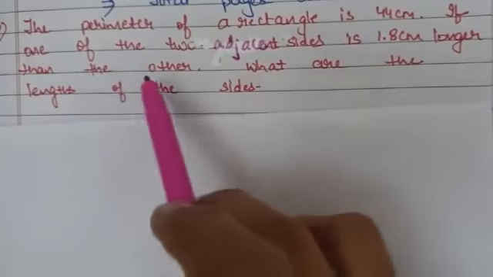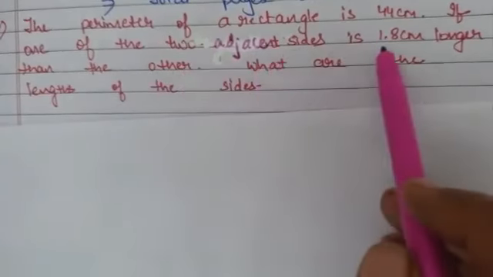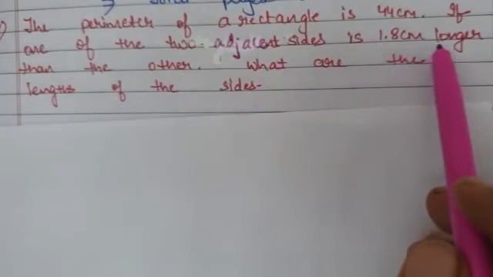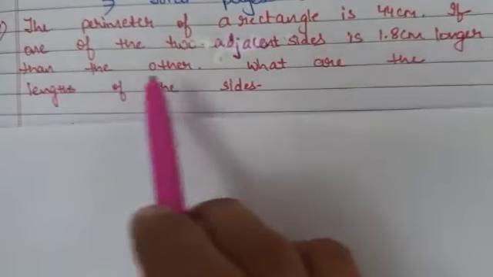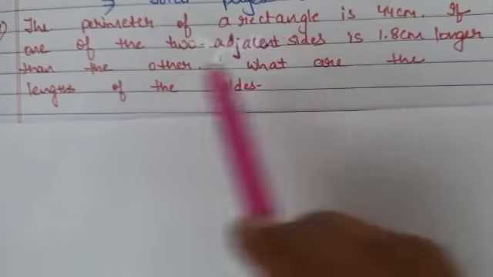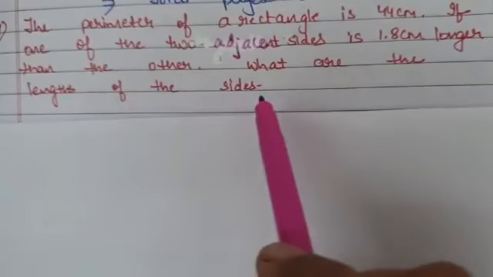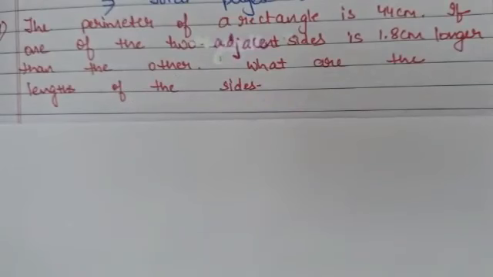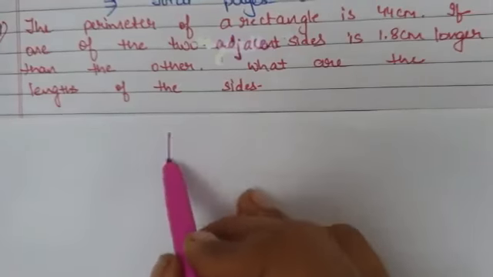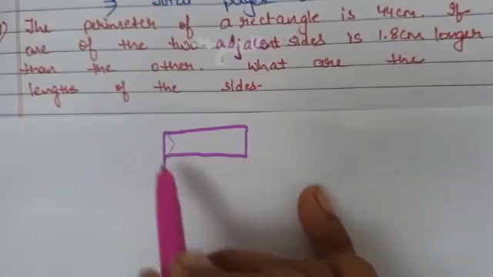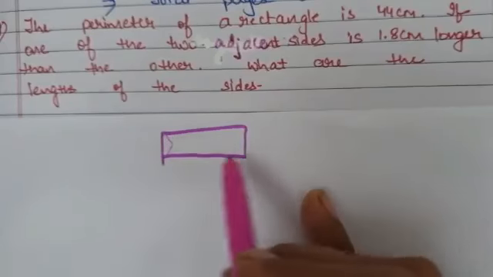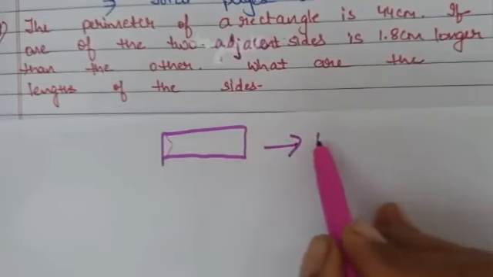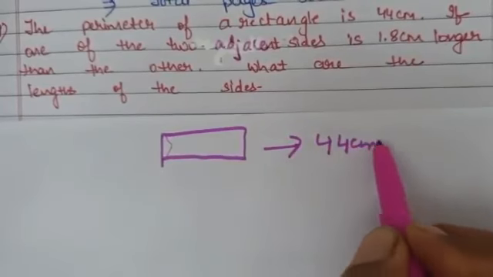The next question is: the perimeter of a rectangle is 44 centimeter. If one of the two adjacent sides is 1.8 centimeter longer than the other, what are the lengths of the sides? Fine. Now it is given that the perimeter of a rectangle is 44 centimeter. This is the rectangle. The perimeter is given to you, 44 centimeter.